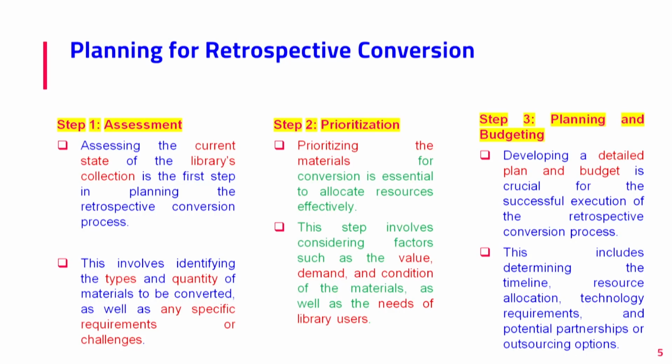So the first step of planning any kind of retrospective conversion is assessment. That means the current state of the library or library collection should be assessed properly. What do you mean by the assessment of that particular collection? That means how much collection do you have, and what are the collections on which you are going to do retrospective conversion.